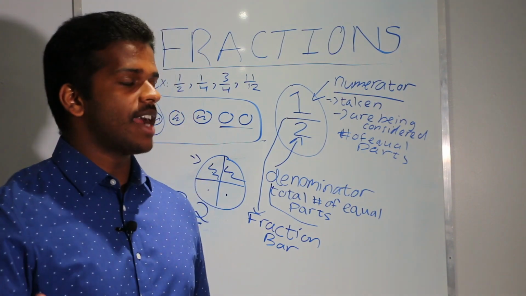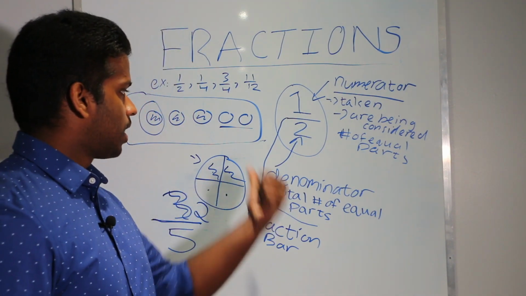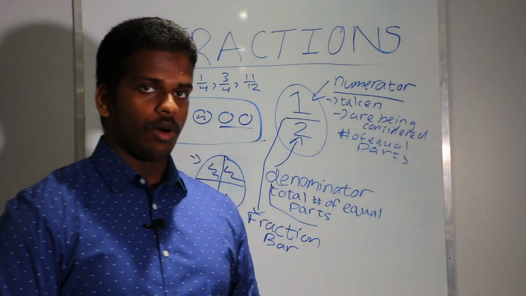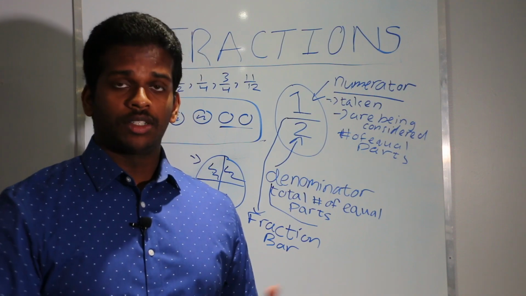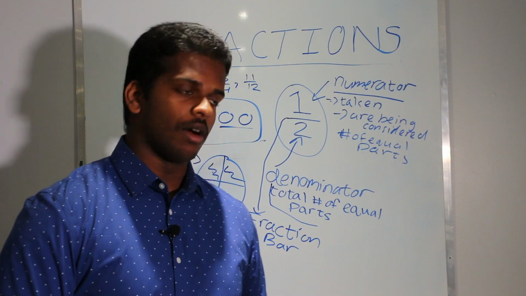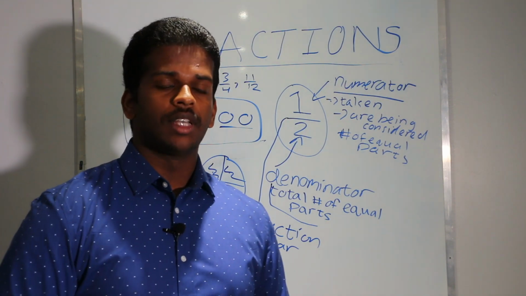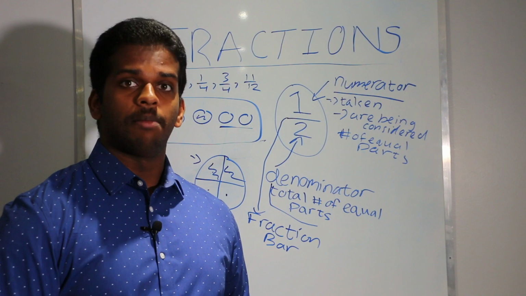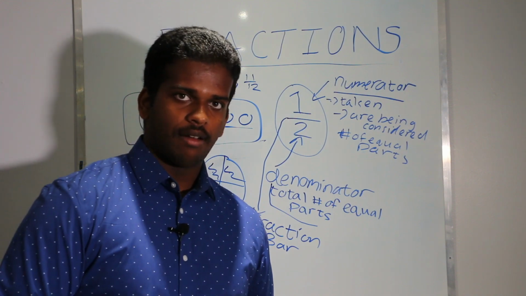So I've defined it for you. I've explained the parts to it. I've shown you 2 examples. So that's pretty much it for the introduction video. In the next video, we'll be taking a look at the types of fractions: proper fractions, unit fractions, improper fractions, and mixed number fractions. And we'll go from there.